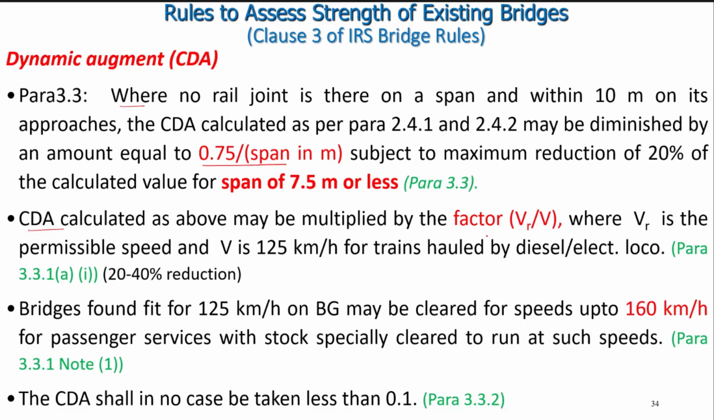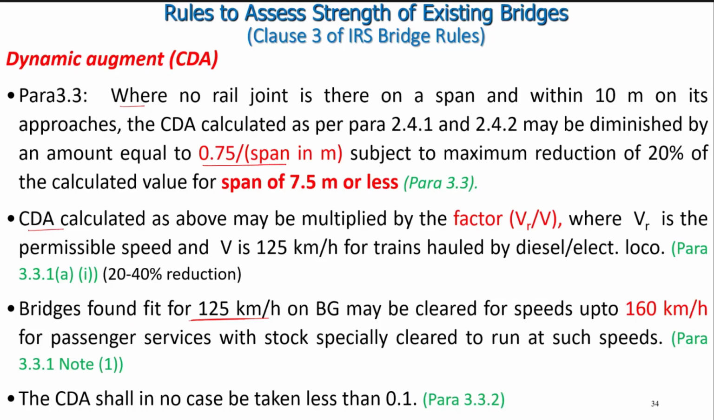Bridge found fit for 125 km/h may be cleared to speed up to 160 km/h. It means all these bridges are designed for 125 kmph, whereas this para allows us to clear the same configuration for 160 kmph also. Even recently, as a provisional speed certificate for some important trains, trial runs are being done even for 180 kmph, considering this para.